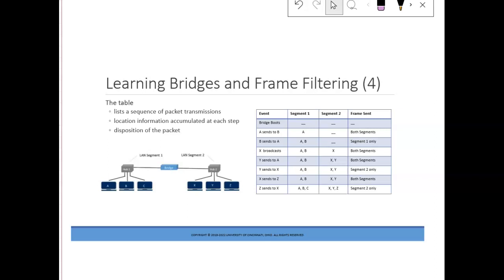When B sends a packet to computer A, the location of both computer A and computer B is now listed at the appropriate segment interface. An adaptive bridge uses the source MAC address in a packet to record the location of the sender and uses the destination MAC address to determine whether or not to forward the frame.